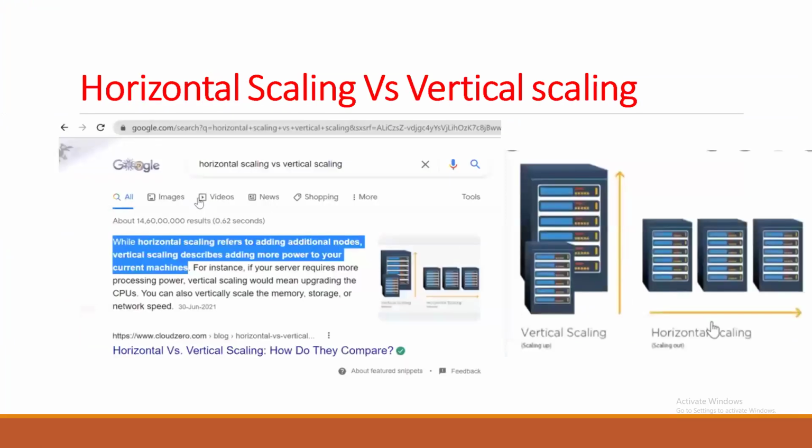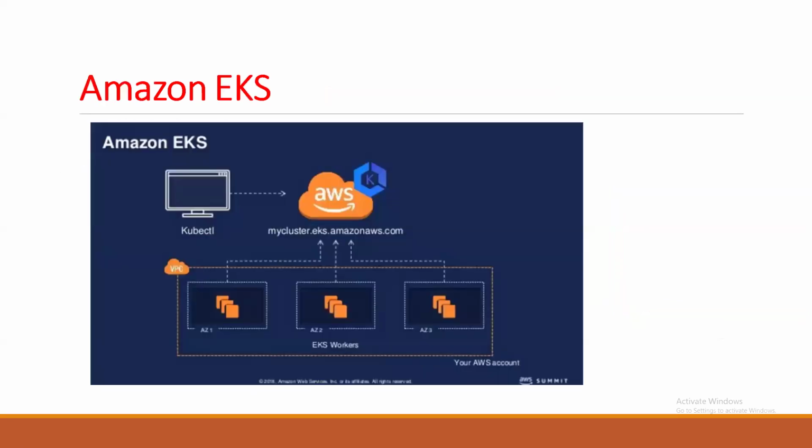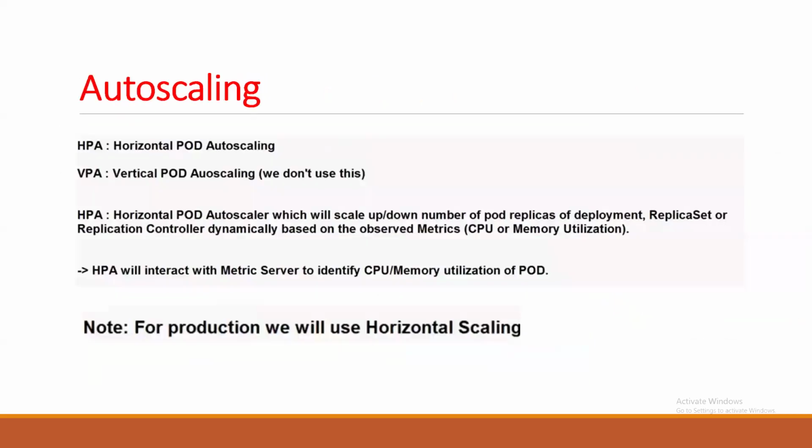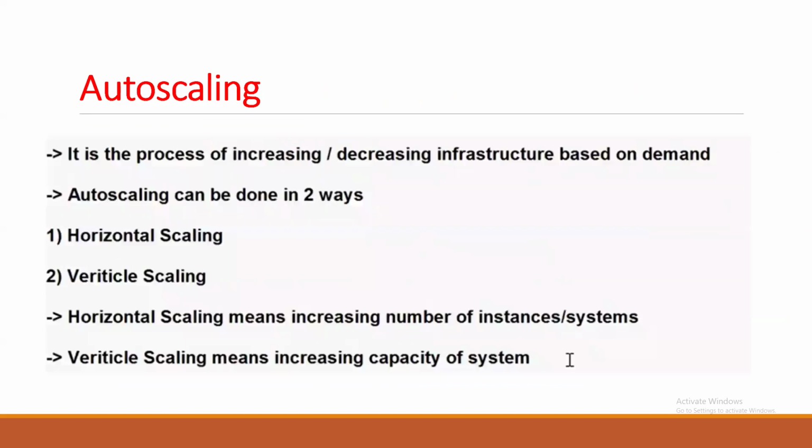Guys, understood? So, horizontal scaling versus vertical scaling. Vertical scaling is nothing but increasing the CPU, increasing the capacity of the server, whereas with horizontal scaling we increase the instances. Horizontal scaling refers to adding additional nodes, while vertical scaling describes adding more power to your current machines. Guys, understood? The autoscaling: horizontal pod autoscaling, vertical pod autoscaling.